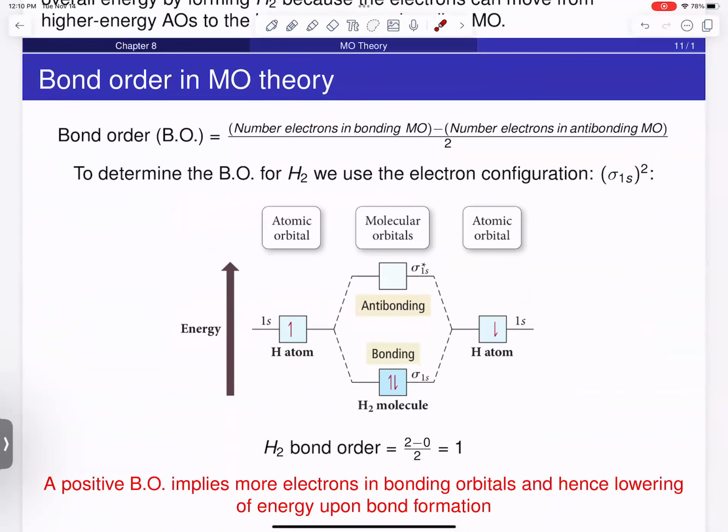Now, this gives us a way that we can start not only predicting what bonds are going to form, what molecules are going to form, but also the strength and sort of magnitude of that bonding interaction. And so we quantify this using a concept called bond order. So bond order, very simple expression here. All we do is we look at our molecular orbitals, the center part of our MO energy diagram, and we count the number of electrons in the bonding molecular orbitals. That'd be this guy right here. And then we're going to subtract off the number of electrons in the antibonding molecular orbital.